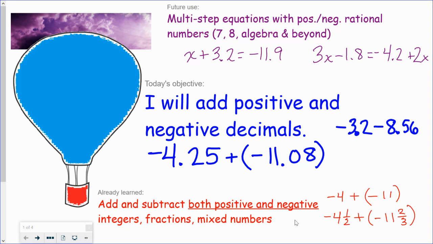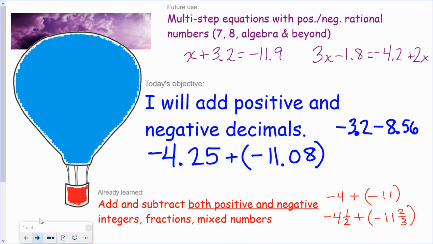We've already learned to add and subtract both positive and negative integers, fractions, and mixed numbers. It's pretty much going to be the same rules. We just have a couple additional steps we might have to do. In the future, we are going to use decimals for one- and two-step equations and even multi-step equations with positive and negative rational numbers for when you get to 8th grade algebra and beyond. All right, so let's get to it.